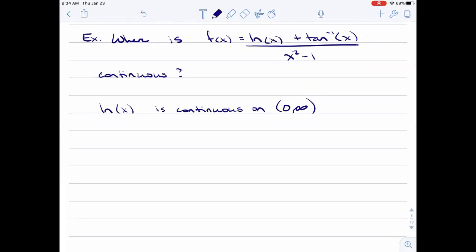And then the inverse tan of x, remember that's that weird one? Sine and cosine went from having everything in their domain to having a very restricted domain. And then tan went from having this kind of restricted domain to having this everything domain. And so the inverse tan, or arctan if you want, is continuous on negative infinity to infinity.